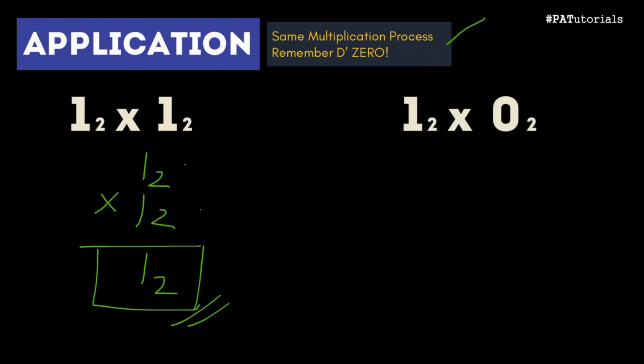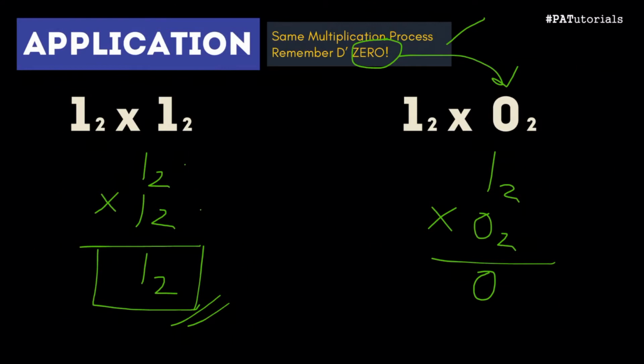Now, next item would be 1 base 2 times 0 base 2. So, sabi ko kanina, we should remember the 0. Why? Kasi automatic kapag nakita tayo ng 0 at minultiply mo yan sa kahit anong binary numbers, automatic ang ating answer would be 0. So, eto na ang ating sagot.